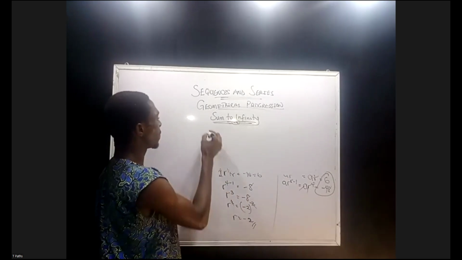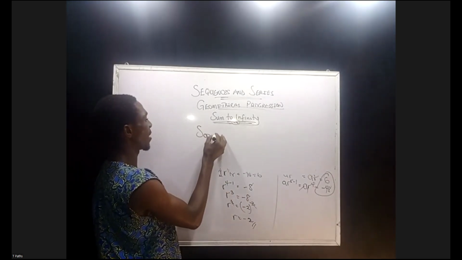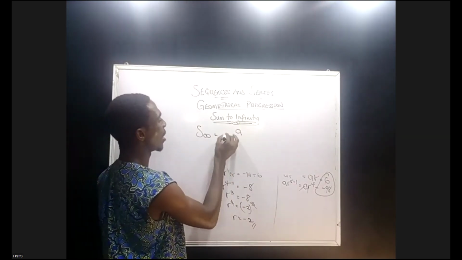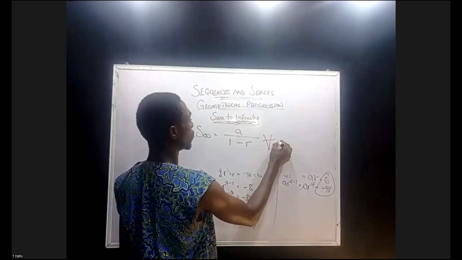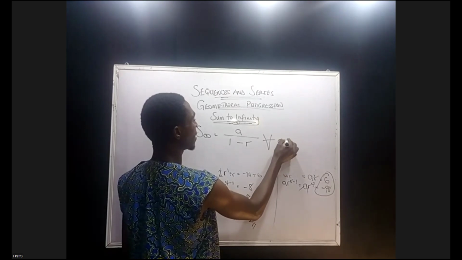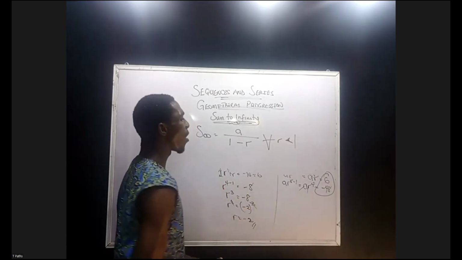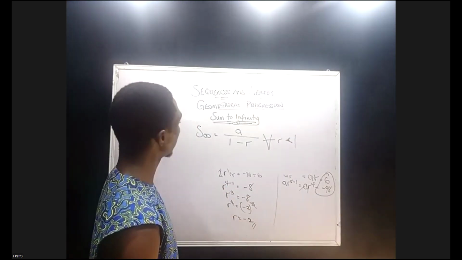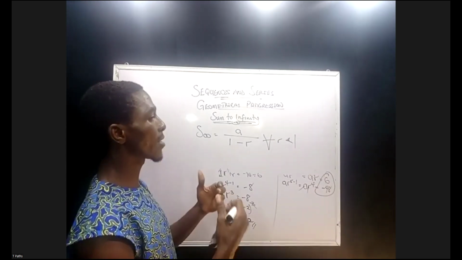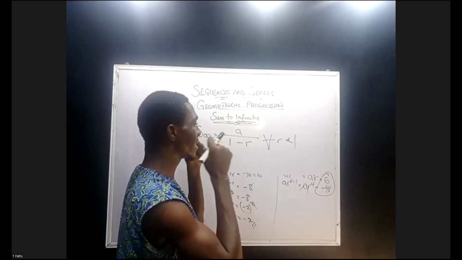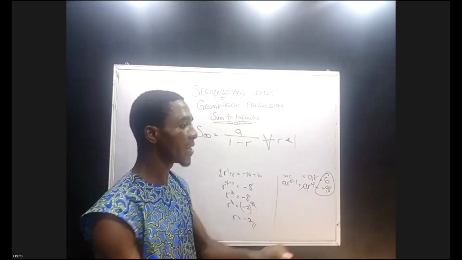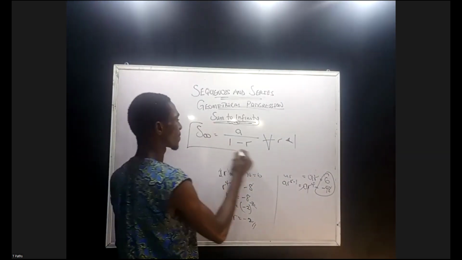Sum to infinity is given a general formula that says A over 1 minus R, for all values of R less than 1. Now, for any question that will be given to you that asks you to find the sum to infinity of a geometric progression, don't forget this formula.